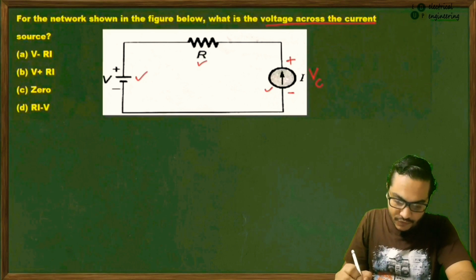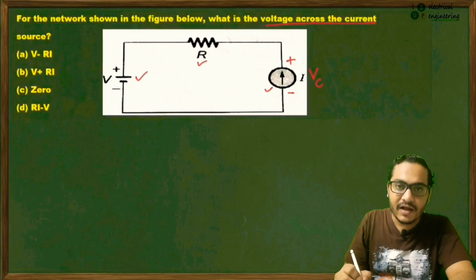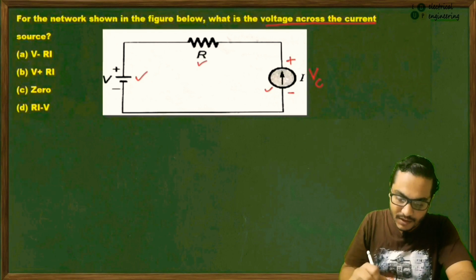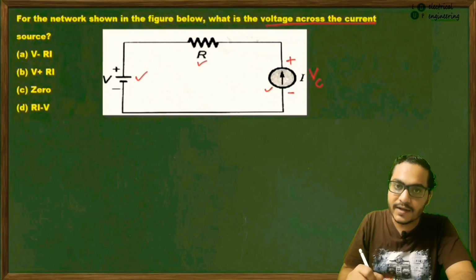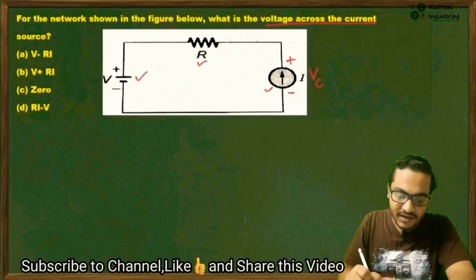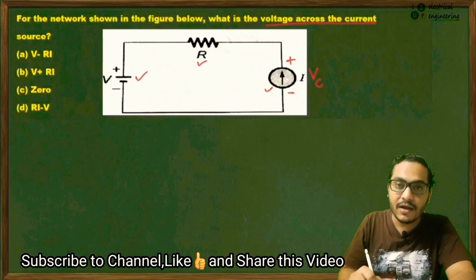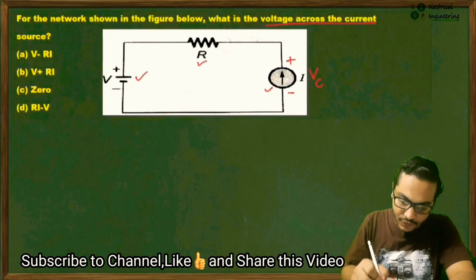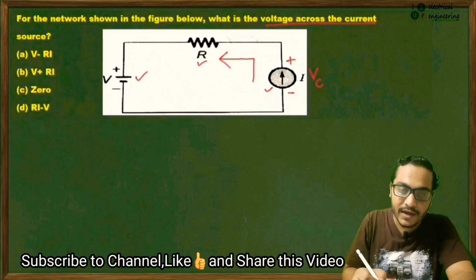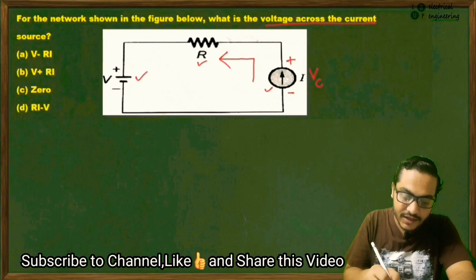As I told you, when two sources are connected in series, the current source gets more priority, meaning the current is determined by the current source. So the current will be flowing in the direction of the current source, like that. Here the current is entering the resistance at this point, so this is positive and this is negative.